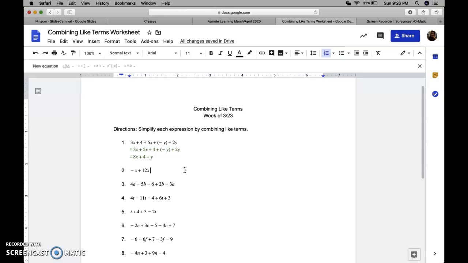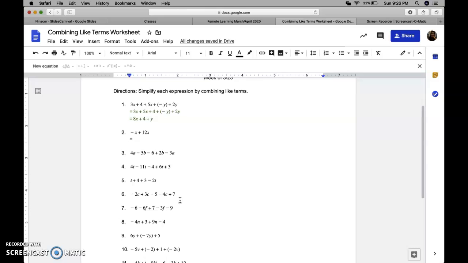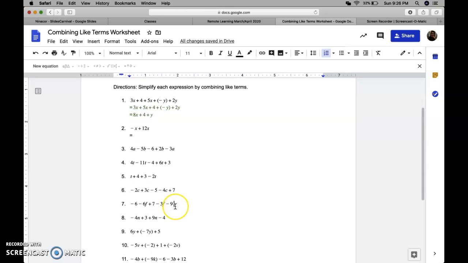Problems like number two, there's no work to be shown. This is just a one-liner. You're going to just go enter, backspace, equals, and then you're going to combine like terms. Negative x plus 12x, what does that equal? You're going to write that there, and then you're going to highlight your answer and change the color of your answer. I'm going to do one more. I'm going to do number 7. So if I'm here, I go enter, backspace, equals.